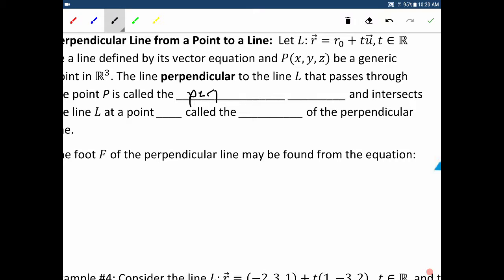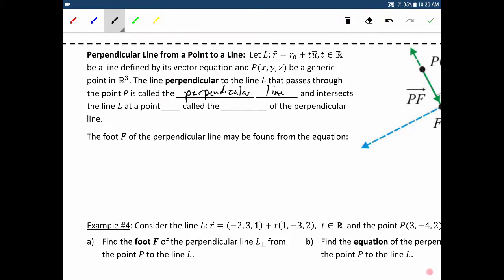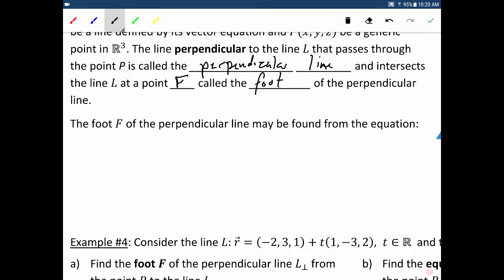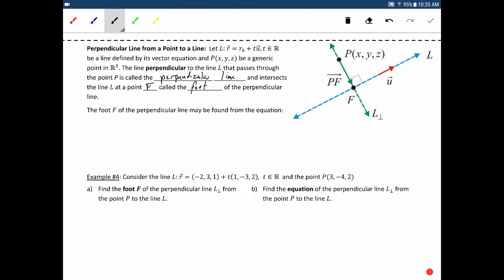So, perpendicular line. And it intersects the line L at a point, we'll call it F. And we call this the foot, the foot of the perpendicular line. You can see here I've got the point there, and it's going down to this line that it's perpendicular with. That point where it meets is the foot.